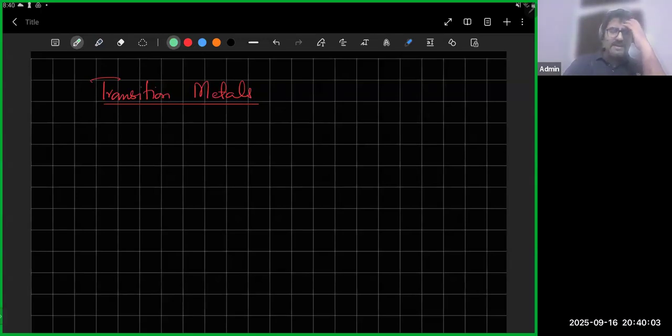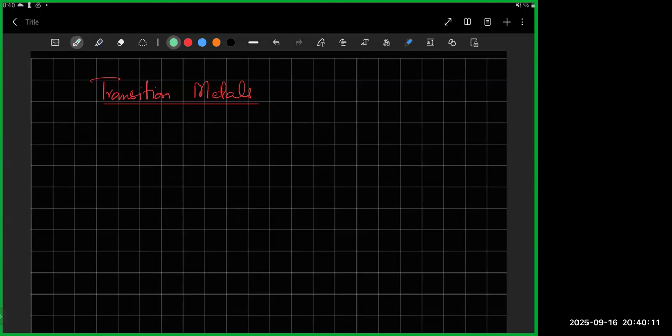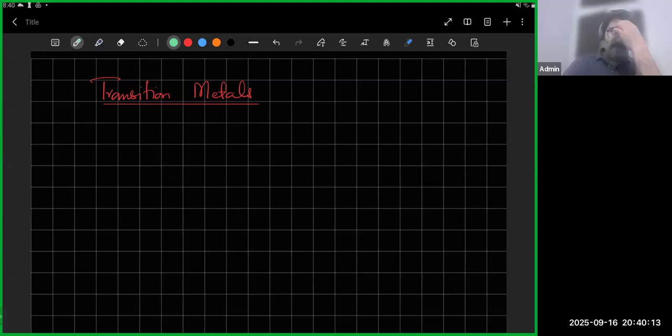Now, transition metals. Normally you get questions on transition metals that are very straightforward. In inorganic, there's not much of an understanding, so you mostly just have to remember the notes. There is some understanding for transition metals. There's actually an equilibrium constant as well that's going to be studied over here.